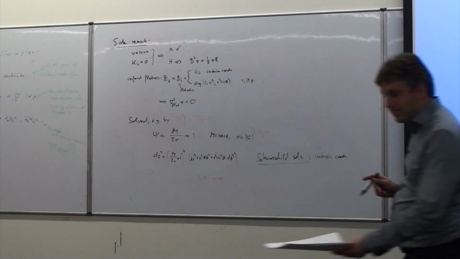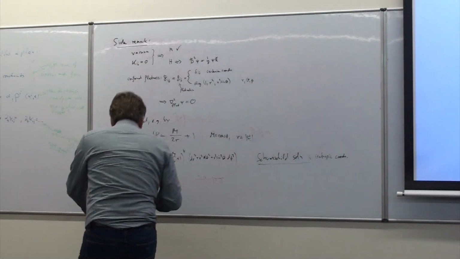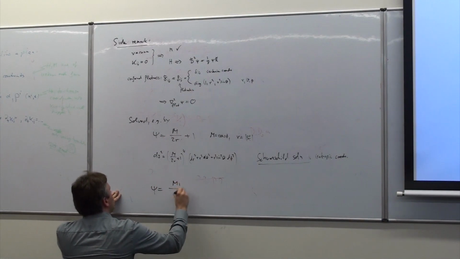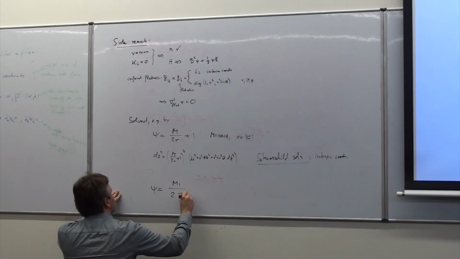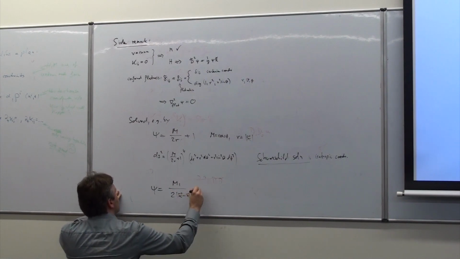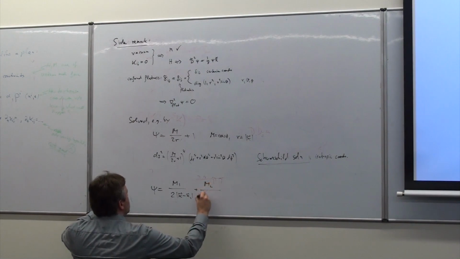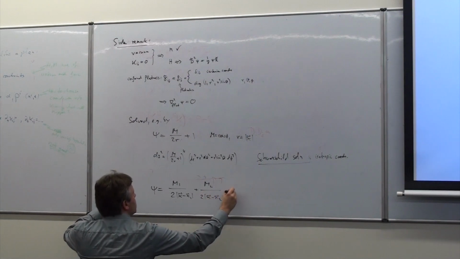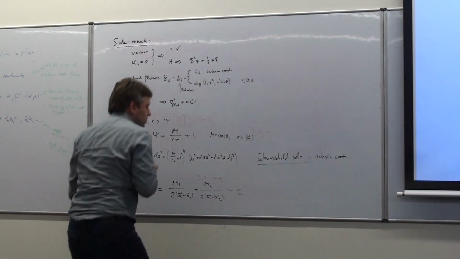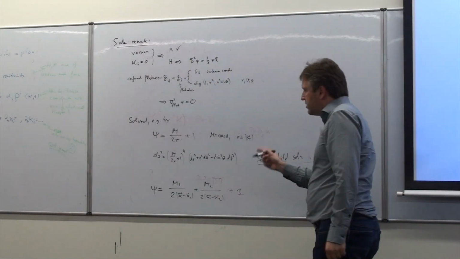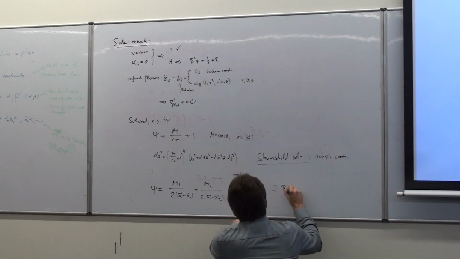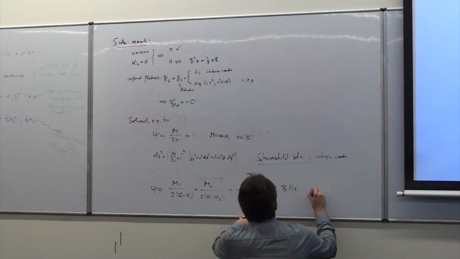But we can do better. We can also write down psi equals m1 over 2 times the distance x minus x1, plus m2 over 2 times the distance x minus x2, plus 1. And this now is a two black hole solution with both black holes at rest.